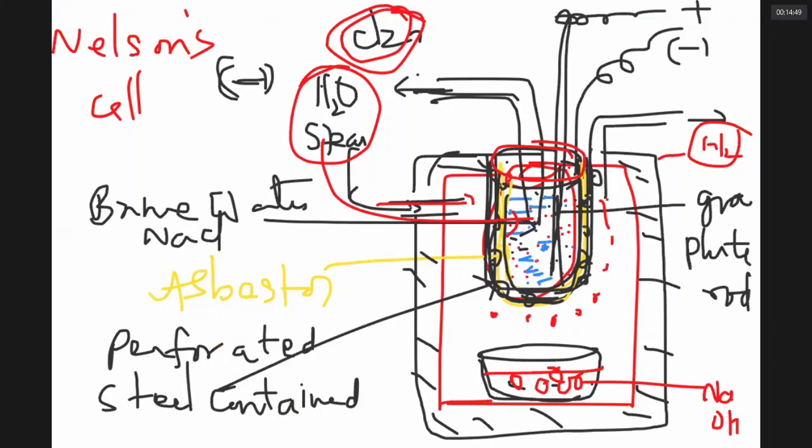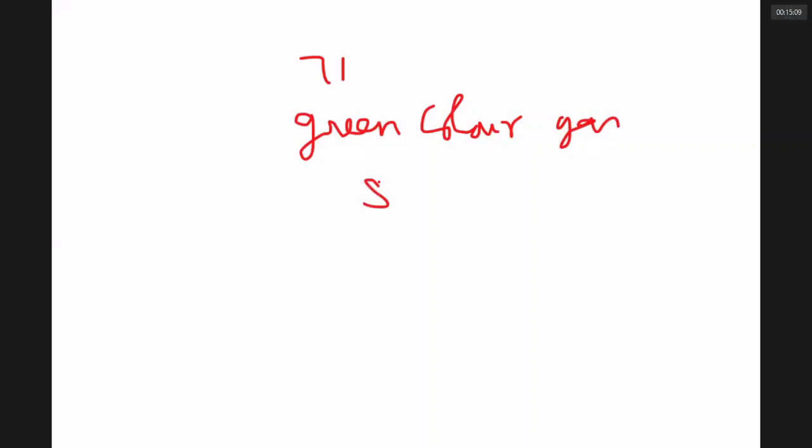Hello? Yes, sir. Sir, this chlorine is a green color gas. It is much heavier than air. Its molecular weight is 71. Green color gas. You can liquefy it easily. It is somewhat soluble in water.